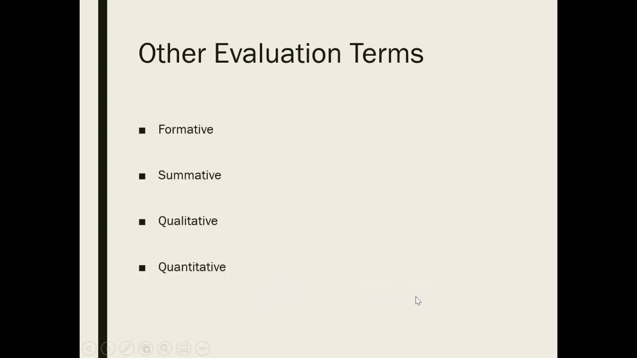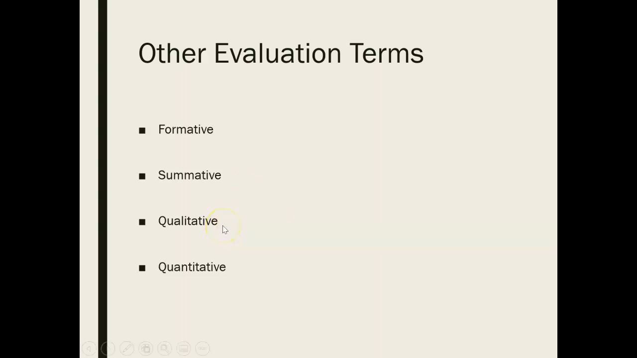These are some other evaluation terms that you need to know. Formative evaluation, sometimes people use that in conjunction with process, even though they're slightly different. Formative is as you're forming something, how is it going? So if you're forming an activity, is it working? If you're forming a plan, is it working? Summative is after it's over, and it's very similar to impact or outcome evaluations.